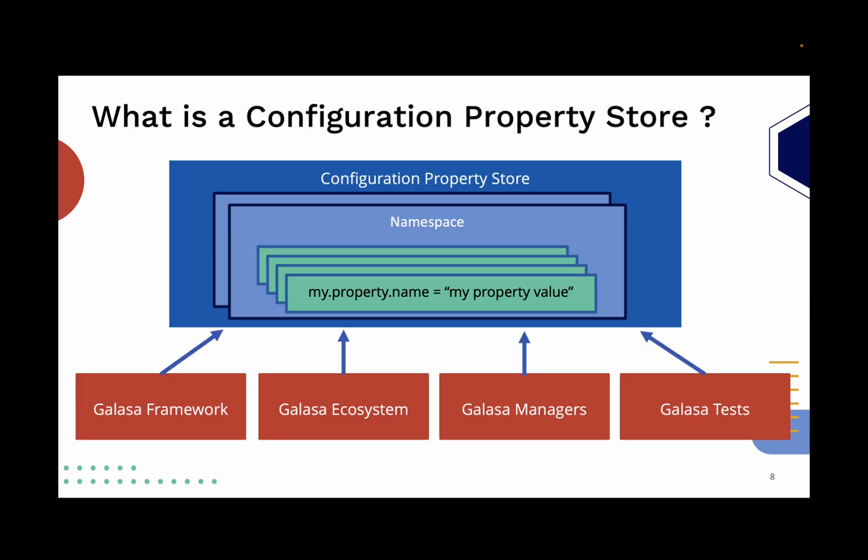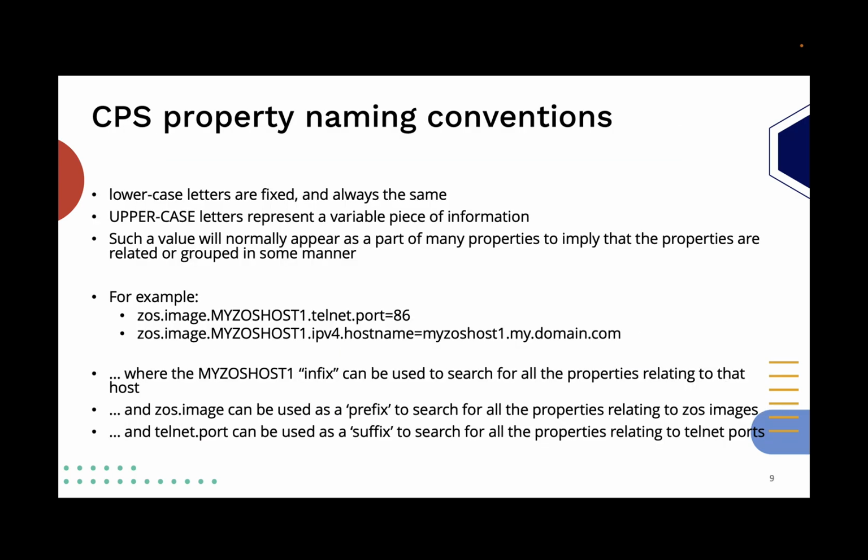Properties are set up and then they're used by the framework itself to control some behavior of the framework and the Galasa Ecosystem. But mostly it's managers getting configuration about the manager, or test cases getting values to control the test behavior. CPS properties have naming conventions that we like to stick to.